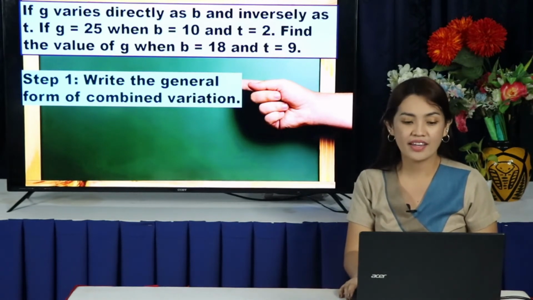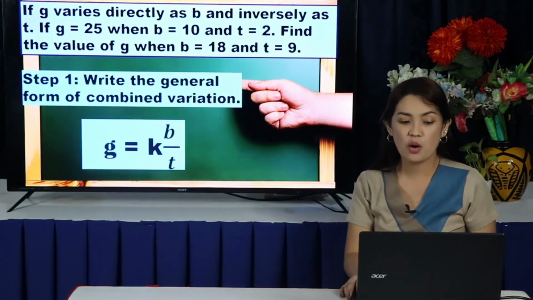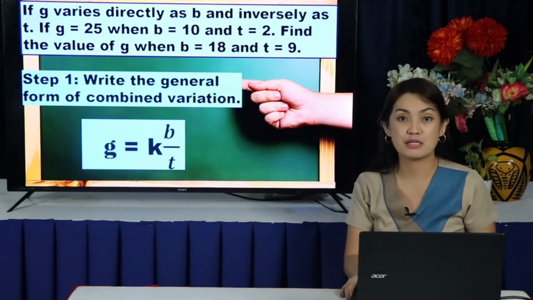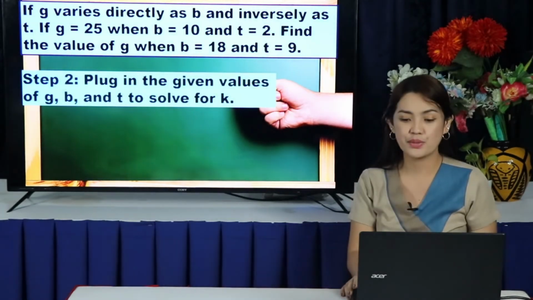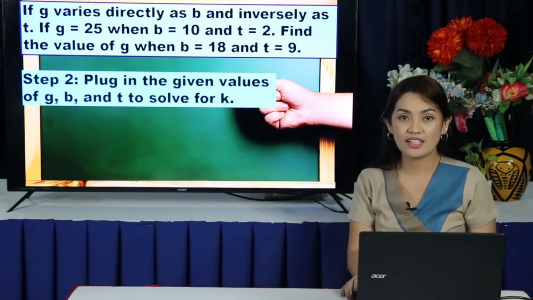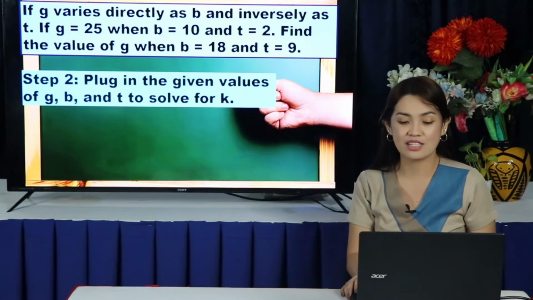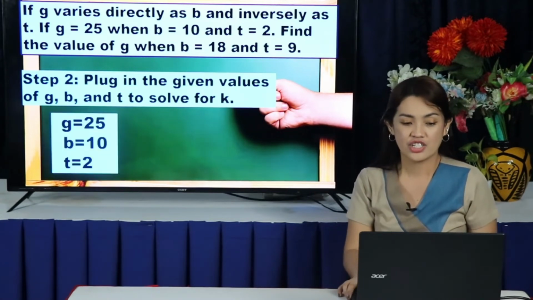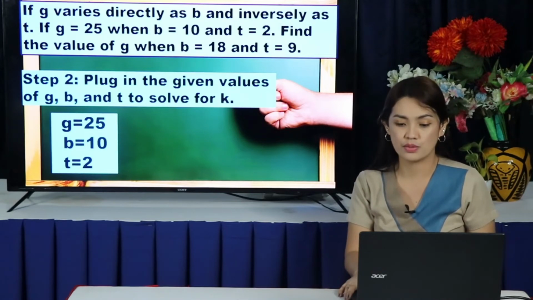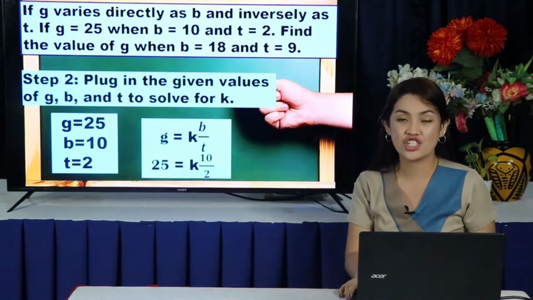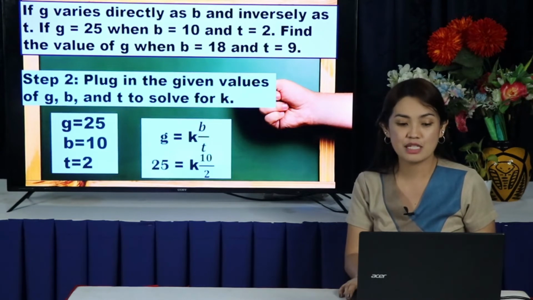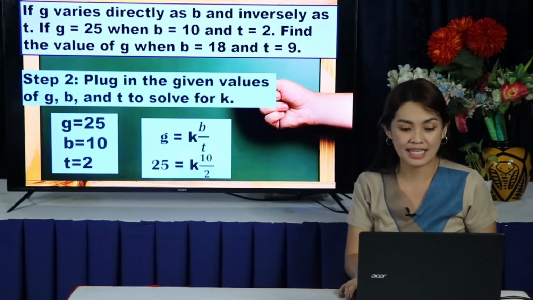Step 1. Write the general form of combined variation. So G equals K times B over T. Step 2. Plug in the given values of G, B, and T to solve for K. G equals 25, B equals 10, and T equals 2. So from G equals K times B over T, it becomes 25 equals K times 10 over 2.